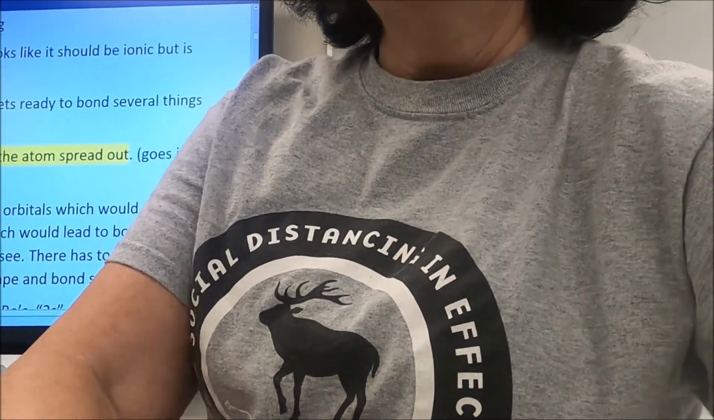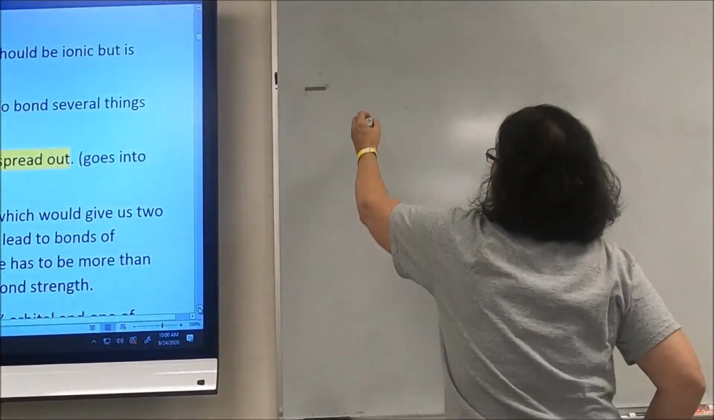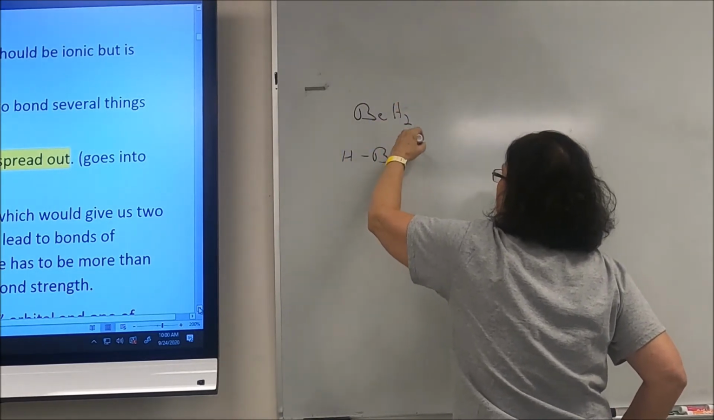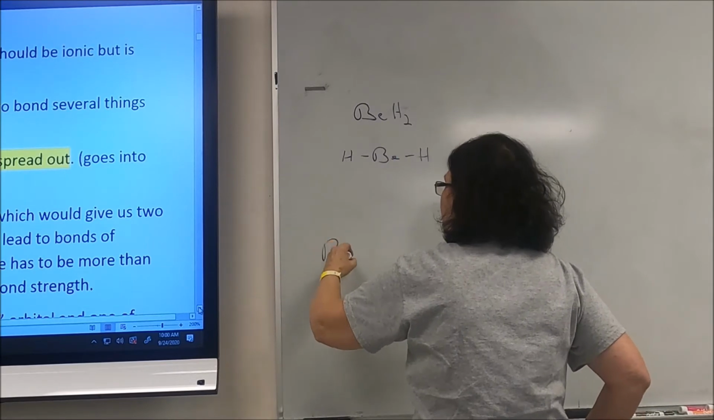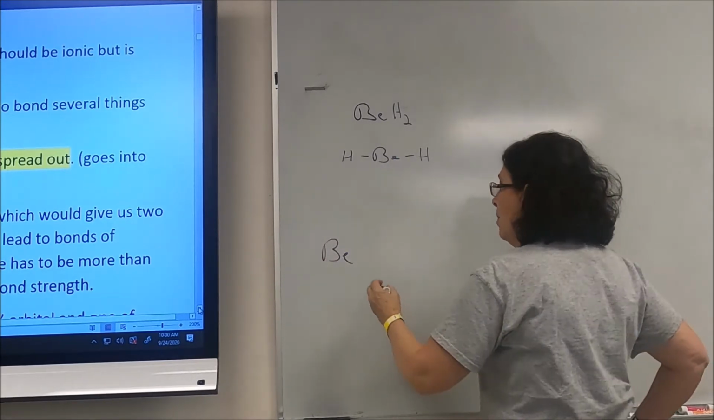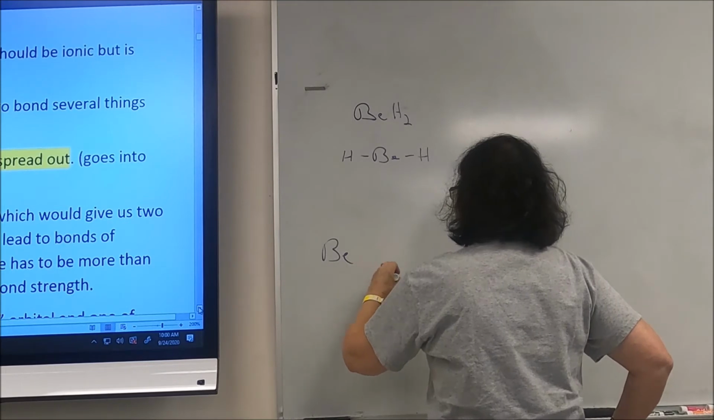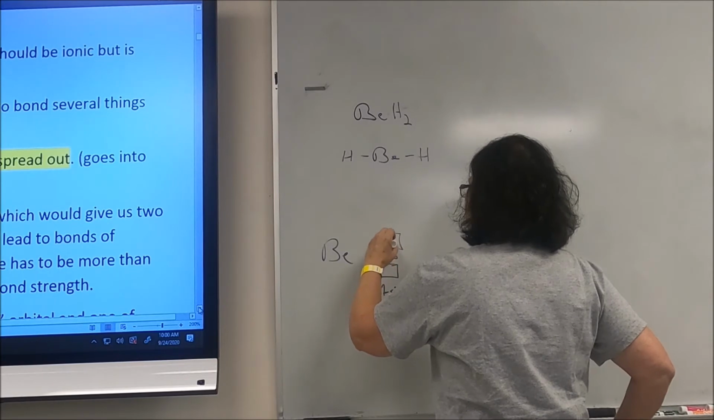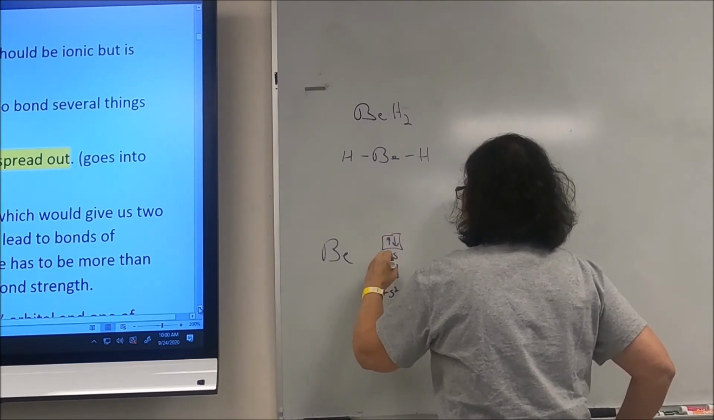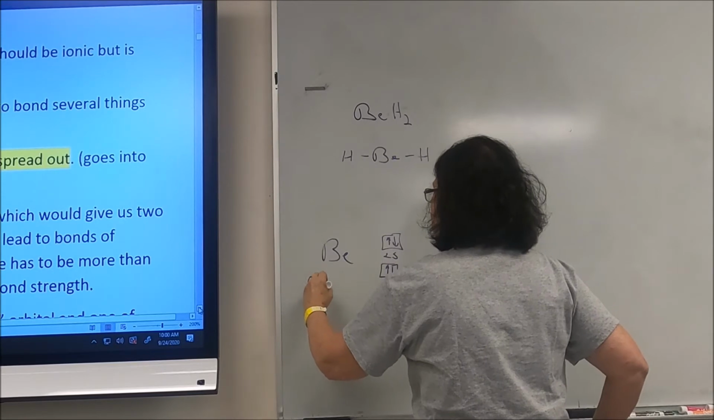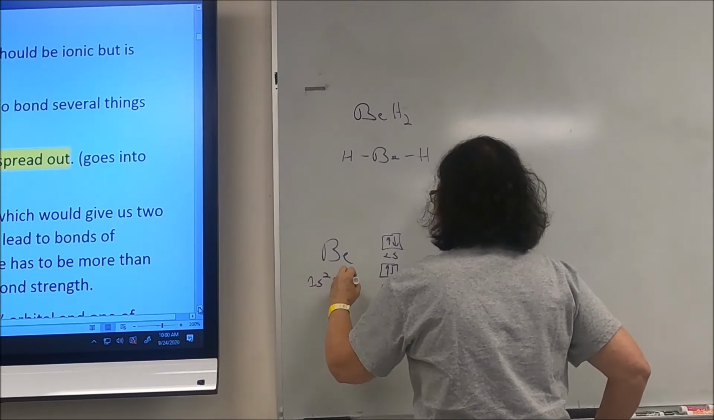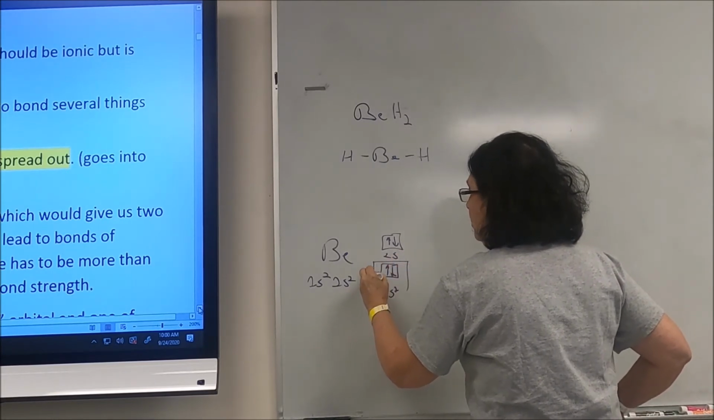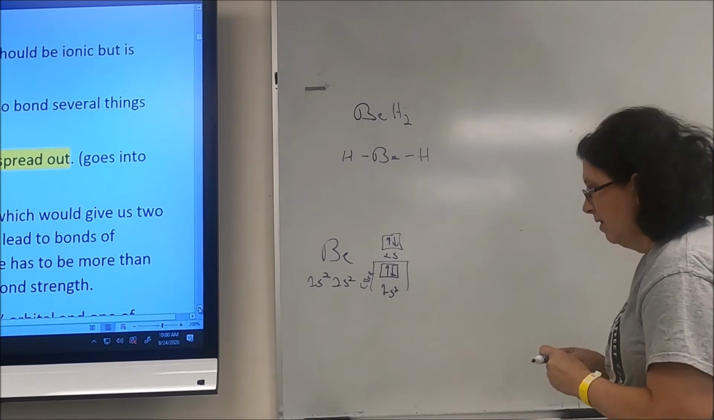Now, I'm going to kind of show you a picture here. So we have beryllium dihydride. Looks like that. If I look at the beryllium, because that's my central atom and that's what I'm interested in, its electron configuration is 1s2, 2s2. Okay, now this is core. So we're just going to concentrate on the valence.